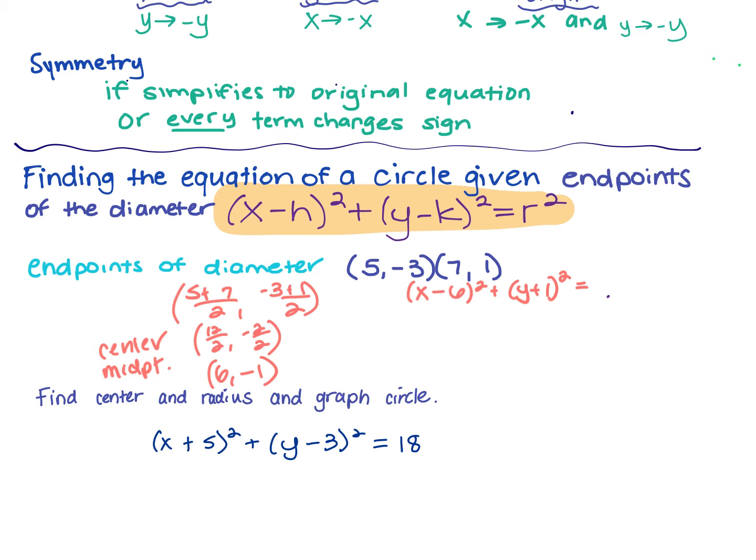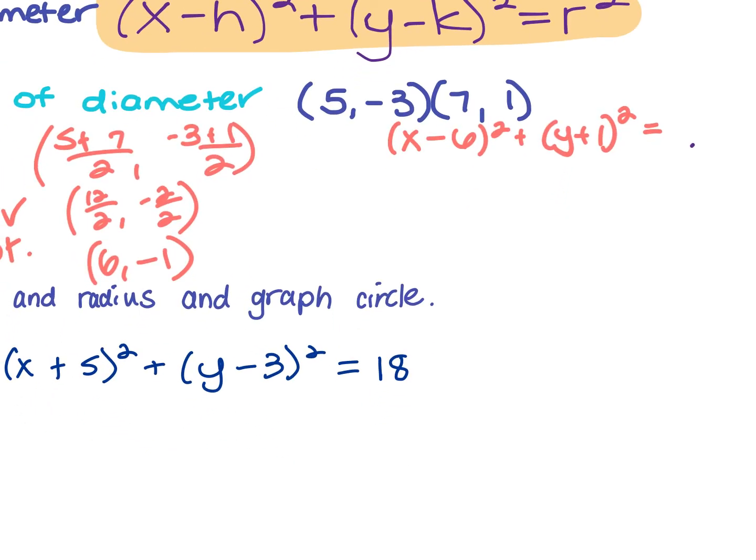Then I want to find the radius, and we had choices. We could either find the length of the diameter and cut it in half, which is where some silly mistakes happened because there was a fraction, a square root in it, right? Or we plug this in. If you plug in either point, let's say I pick the second point because they're both positive, I would get 7 minus 6 squared plus 1 minus a negative 1 squared equals r squared. This would be 1 squared plus 2 squared, 1 plus 4, which is 5, equals my r squared.